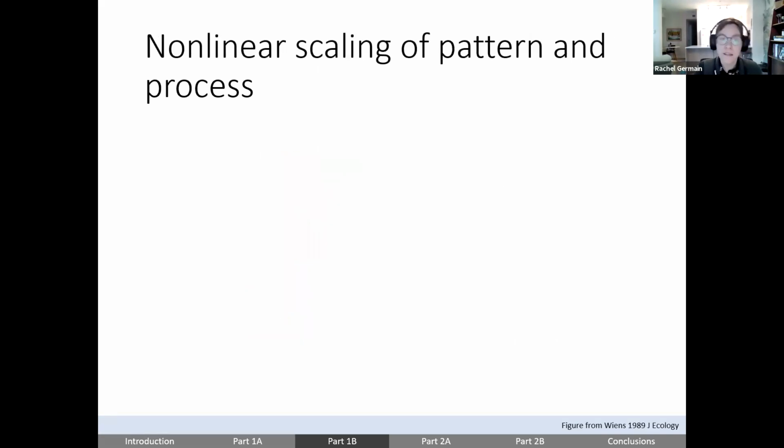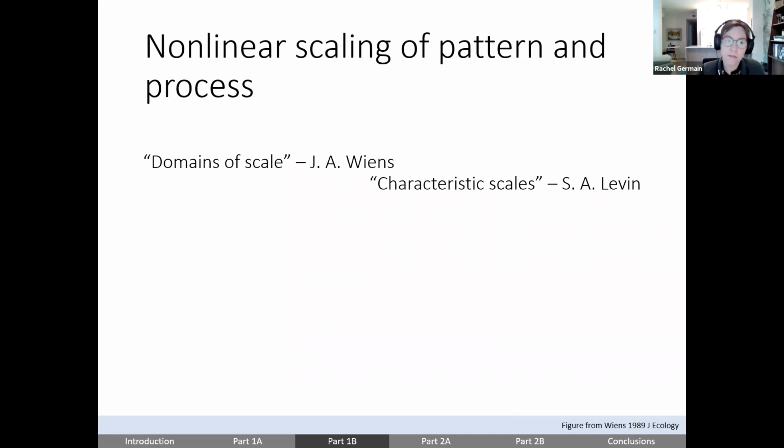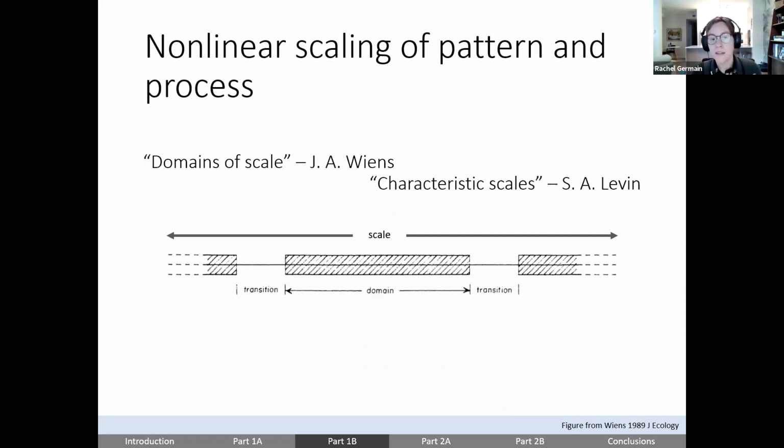This scaling isn't necessarily expected to be linear. And in fact, we think that it's probably nonlinear. And so I want to tell you about what John Wiens referred to as domains of scale, or Simon Levin as characteristic scales. It's the idea that if we view scale as a continuum, as opposed to just saying small or large or medium scales, here's a continuum of very small at the left side, all the way up to very large. And what these domains are basically extents of scale that are dominated by a particular combination of processes leading to a specific pattern.